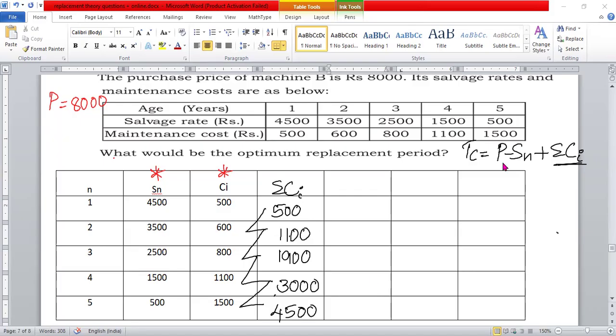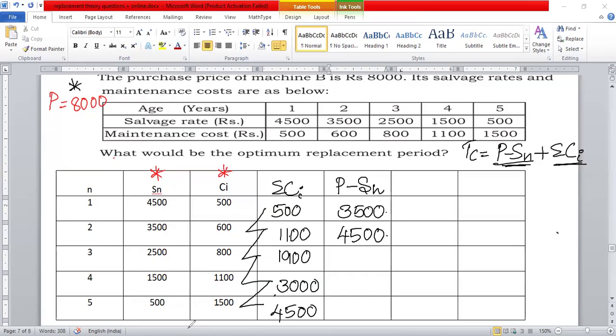Okay. Now, according to the formula, P minus S of N. P is only one value, S of N is a number of values. So we need to subtract P minus S of N, P minus S of N, like that. 8,000 minus 4,500, so 3,500. 8,000 minus 3,500, so 4,500. 8,000 minus 2,500, so 5,500.